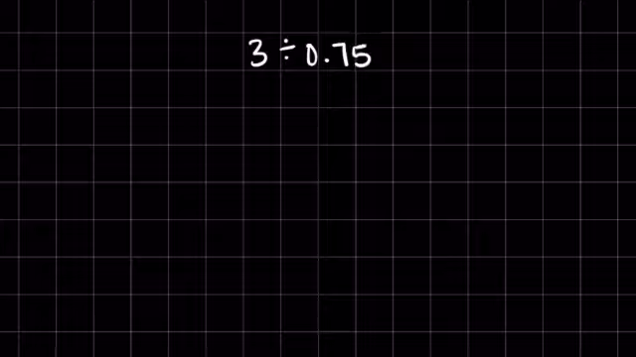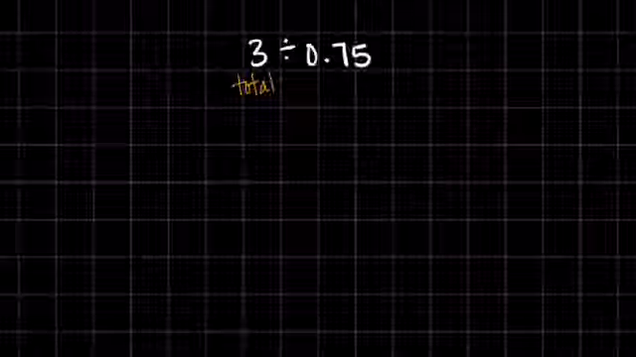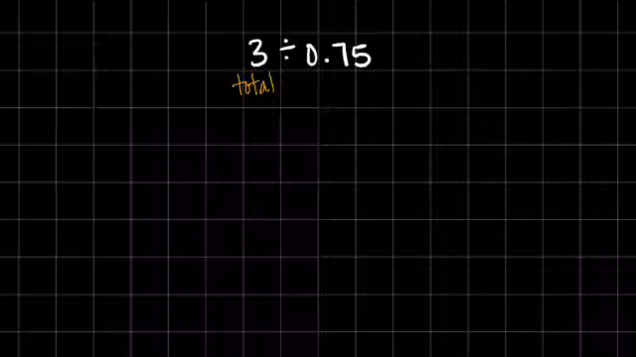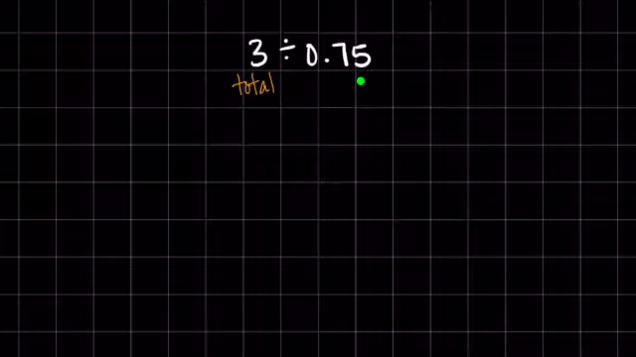Okay, let's look at another problem where we're dividing by a decimal. In this problem, we are going to do 3 wholes divided by 75 hundredths. Okay, 3 is going to tell me my total. This is what I have. And the 75 hundredths, I need to determine if it would be easier to make 75 hundredths of a group or if it would be easier to measure out 75 hundredths.